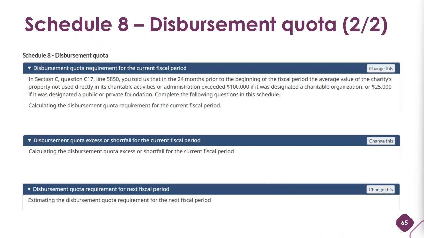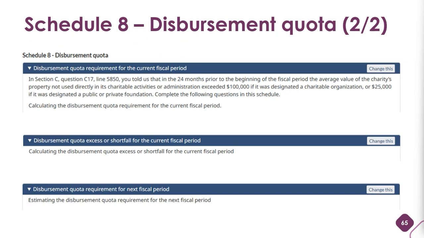We won't be going over Schedule 8 in full detail, but you should know that it is divided into three main sections: disbursement quota requirements for the current fiscal period, disbursement quota excess or shortfall for the current fiscal period, and disbursement quota requirement for next fiscal period.